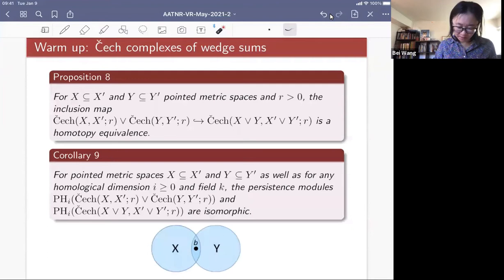Again, in the Čech complex, it's in this sort of ambient-intrinsic space formulation. But again, I have a pointed metric space and a sub-metric space. You can still talk about it: if I take the Čech complex of each individual space and glue them together, that is homotopy equivalent to the ambient Čech complex of the glued space, or the wedge sum of the spaces. And correspondingly, the persistence modules are isomorphic. So this holds. Okay, so this is all nice.